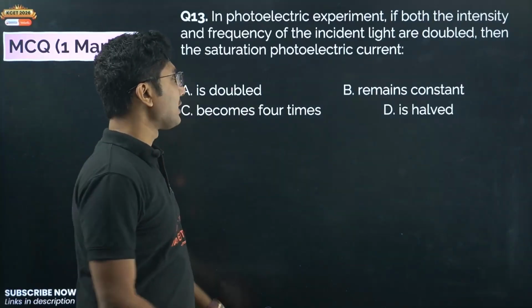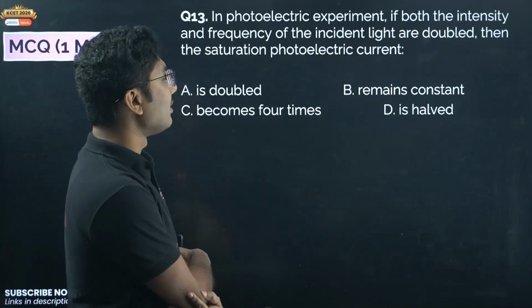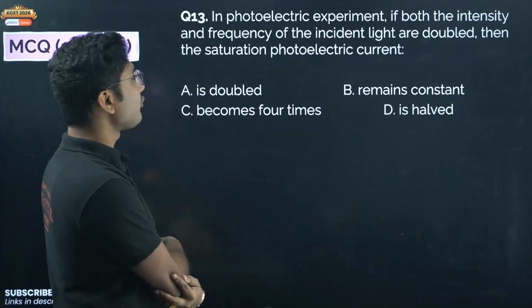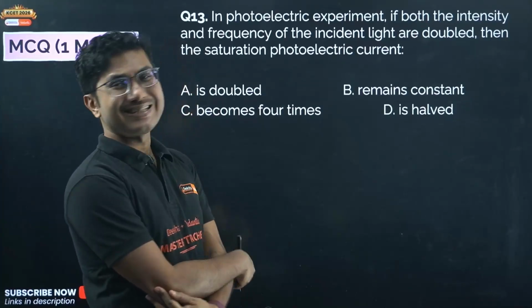In the photoelectric experiment, if both the intensity and frequency of the incident light are doubled, then the saturation photoelectric current is doubled, remains constant, becomes 4 times, or is halved.